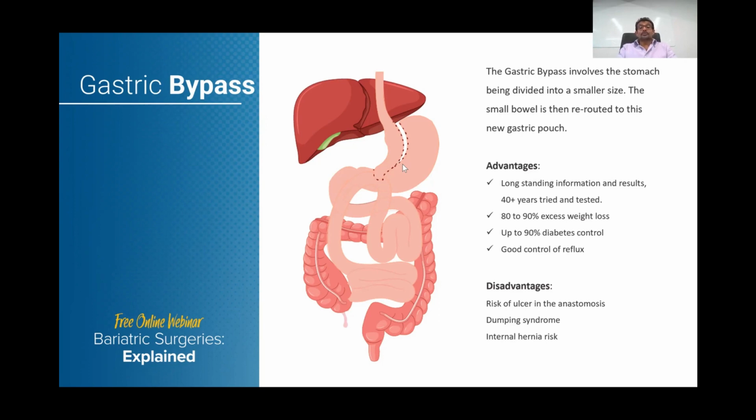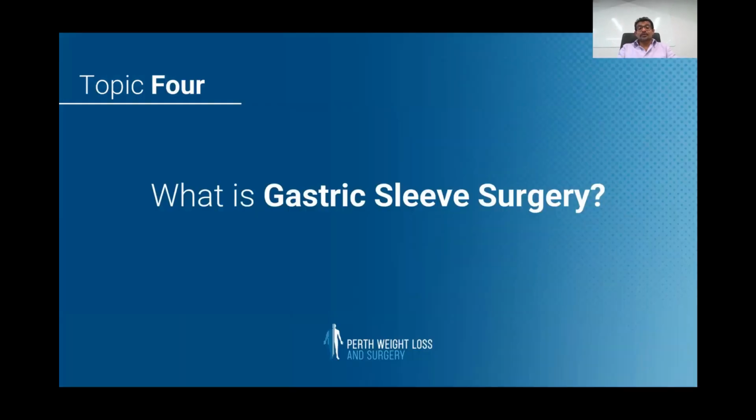It can produce symptoms of what's called dumping, where you can get issues with low blood sugars and feeling sweaty and dizzy, and rarely you can get what's called an internal hernia. And what's a gastric sleeve operation?